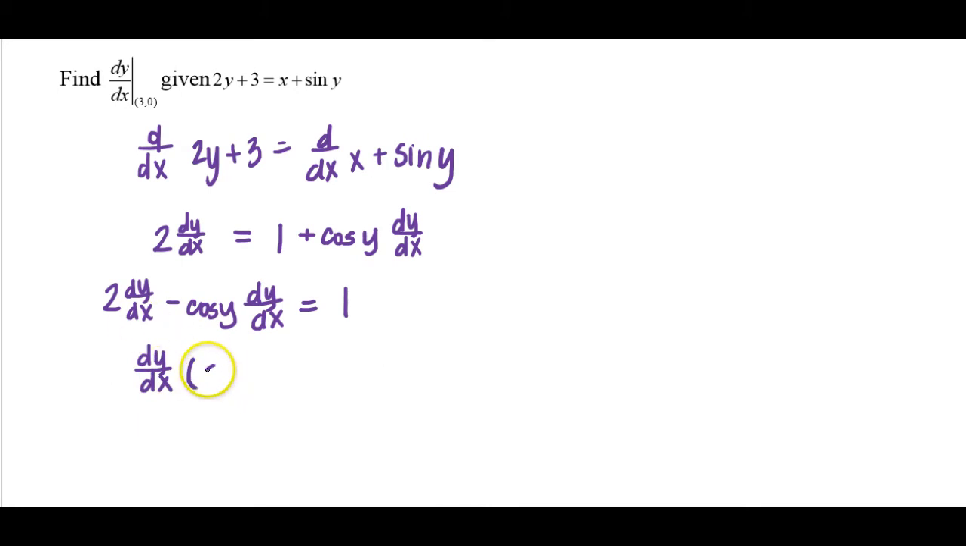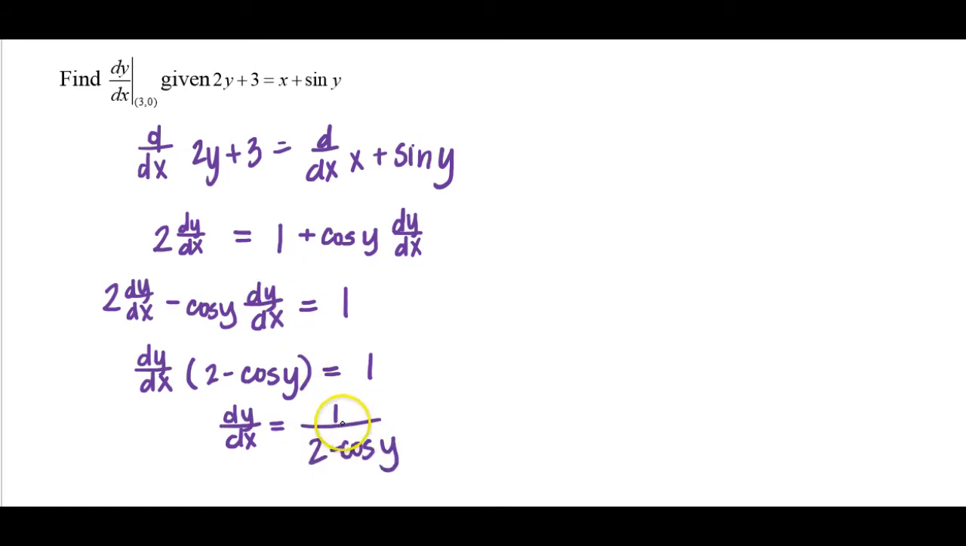And then I have 2 minus cosine y as what is left over, and all that equals 1. So now I would just divide both sides by 2 minus cosine y to find my dy/dx is 1 over 2 minus cosine y.